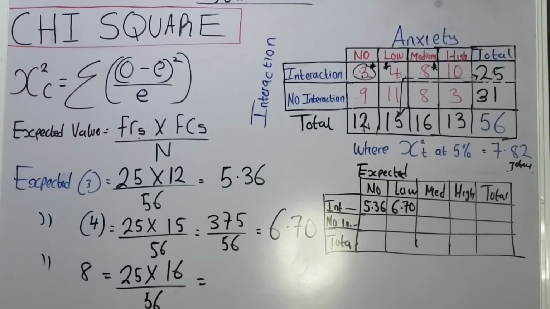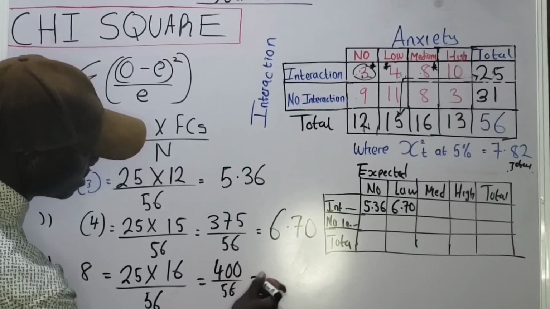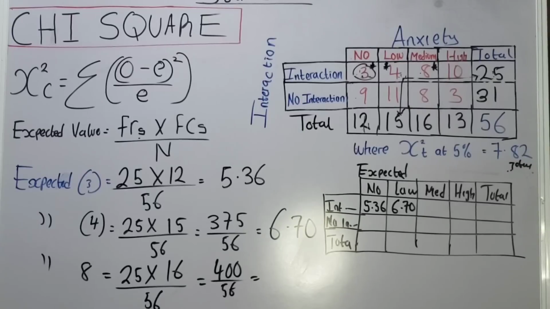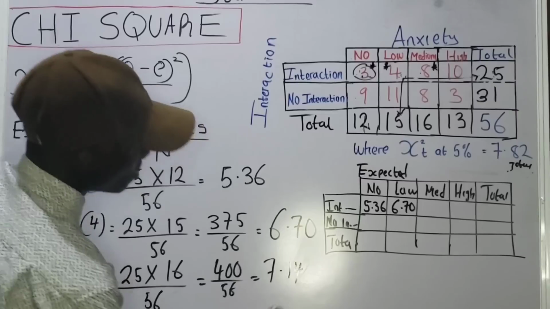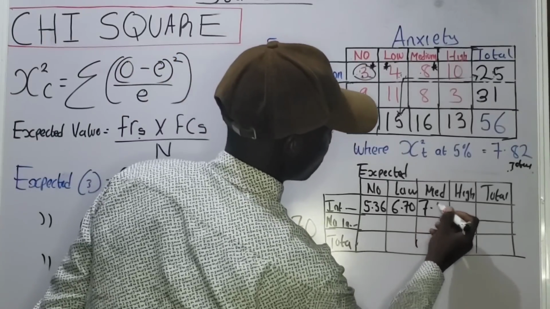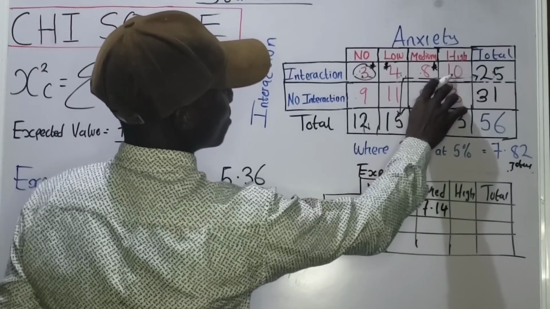So if you point your calculator, 25 multiplied by 16, 25 times 16, that is 400. 400 divided by 56, 400 all over 56, that is 7.14, okay? So here I'm going to have 7.14.